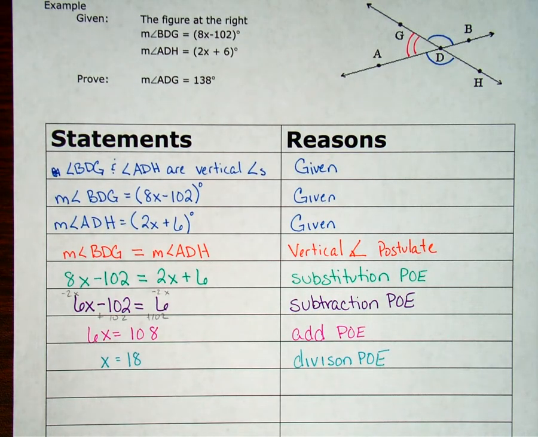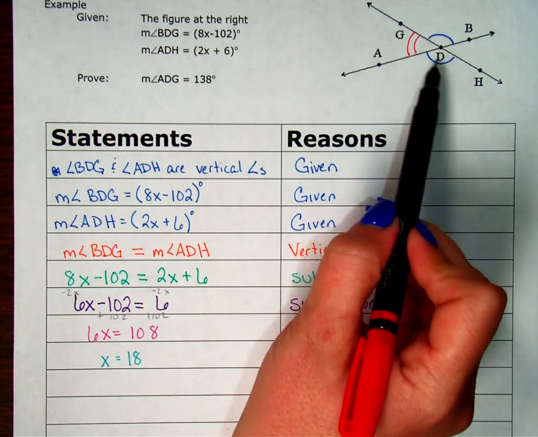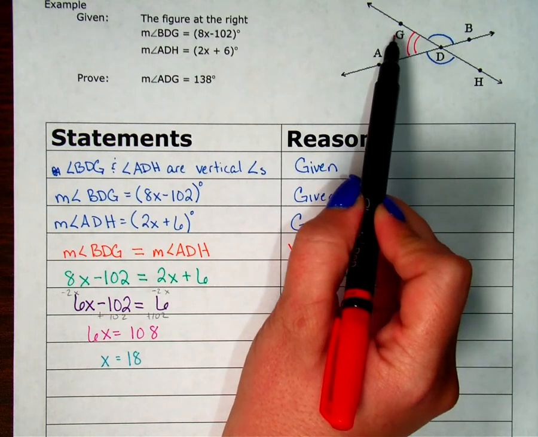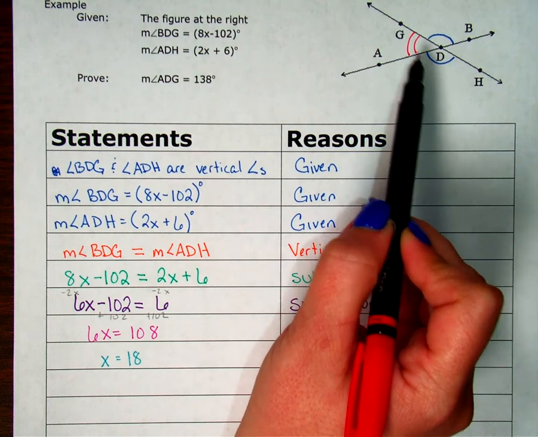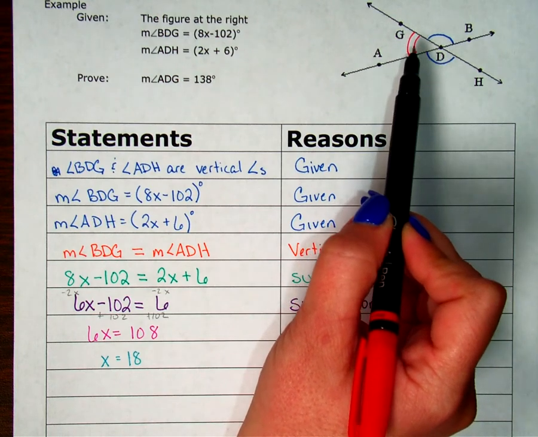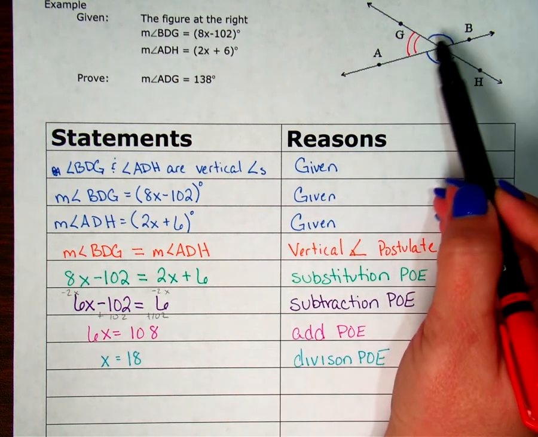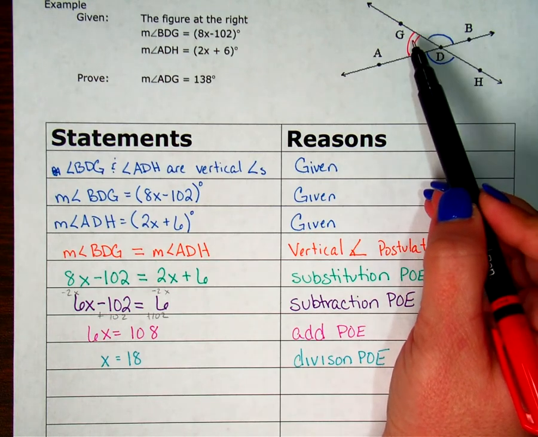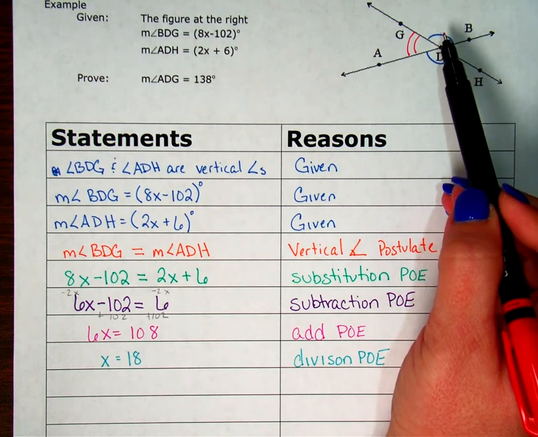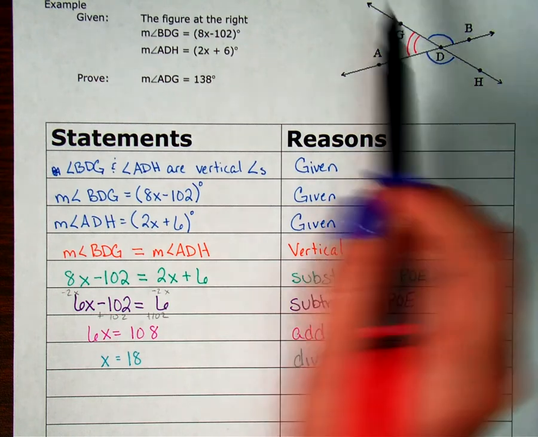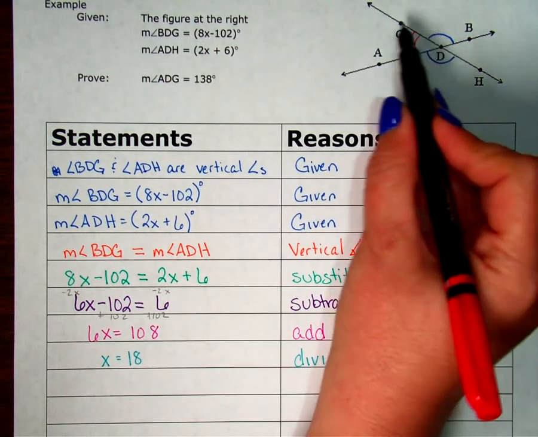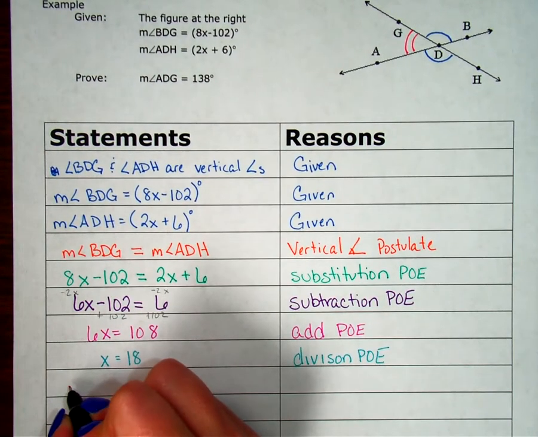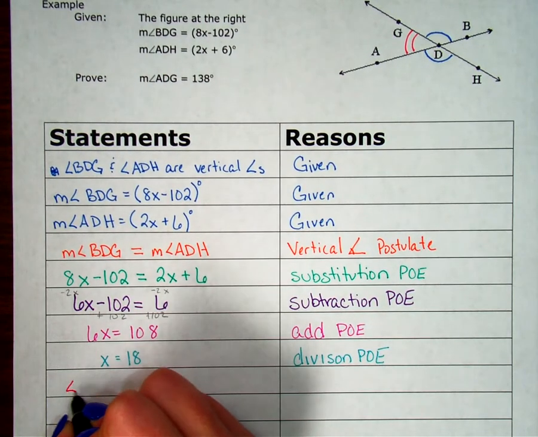But I do know, when I look at this picture, that these two angles are a linear pair, right? So I could look at these two angles and say these two angles are a linear pair. I could also look at these two angles and say these two angles are a linear pair. So I kind of have two different options of what I could write, okay? In both of them, I'm going to start with my angle ADG that I'm trying to find. Angle ADG.